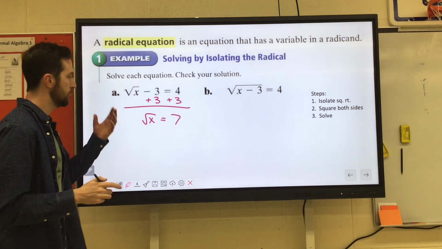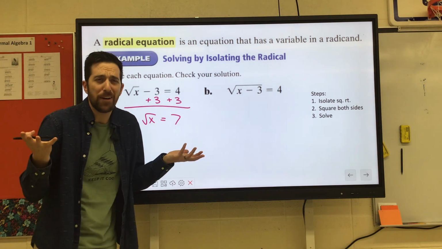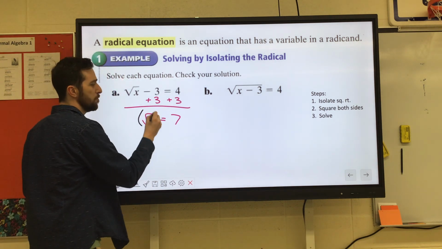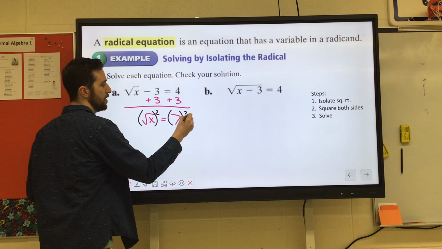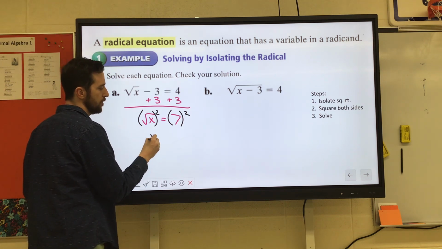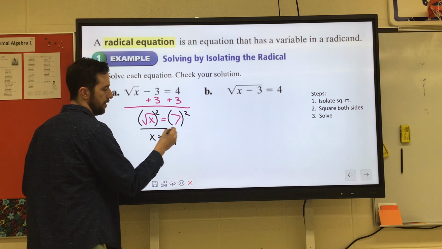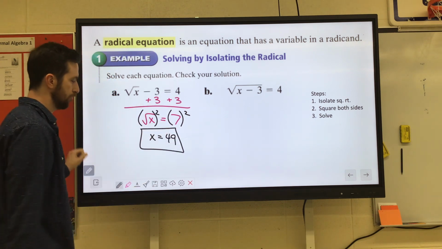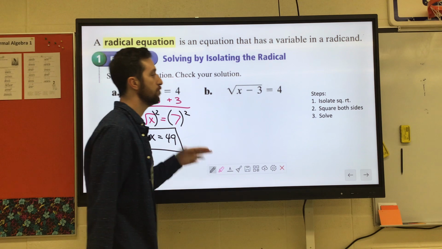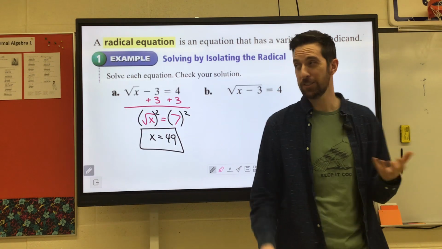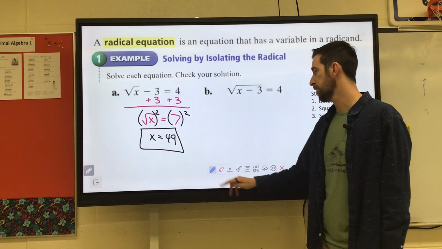Once you have it down to just the square root, you square it to cancel it out. But you got to square both sides. All it does is cancel out the radical here. So it's just x, and then 7 squared is 49. That's it. Too easy.